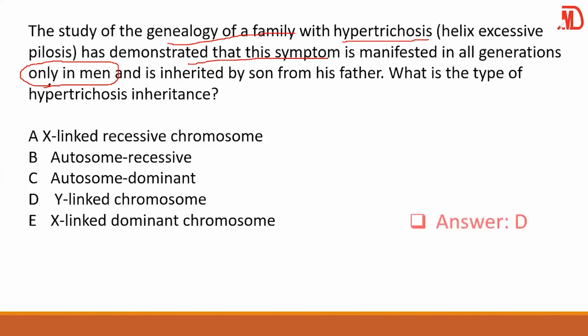So here you are thinking of Y-linked chromosome. All right. So the answer is D. Look at it again. They say it is inherited by the son from the father. Son is male, father is male, which confirms the fact that there's a Y-linked chromosome.